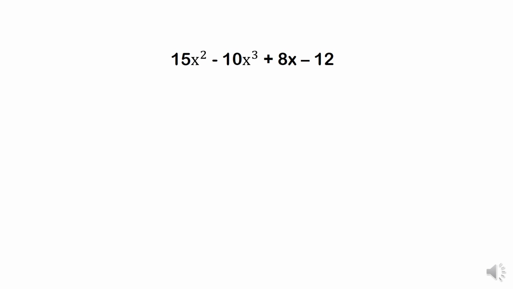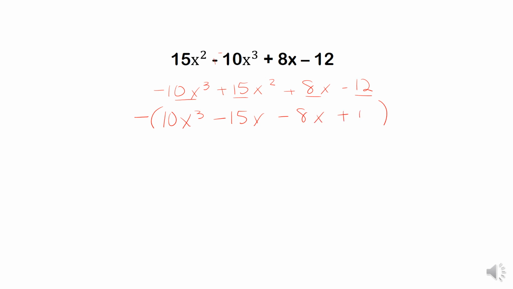Okay, so first thing I want to do is put this in standard form. Remember that the negative will go with the 10, so I get negative 10x cubed plus 15x squared plus 8x minus 12. Now before I do my grouping, I'm going to factor out that negative 1. When I factor that out, I have to factor it out of every term here. So every term becomes the opposite: 10x cubed minus 15x squared minus 8x plus 12.